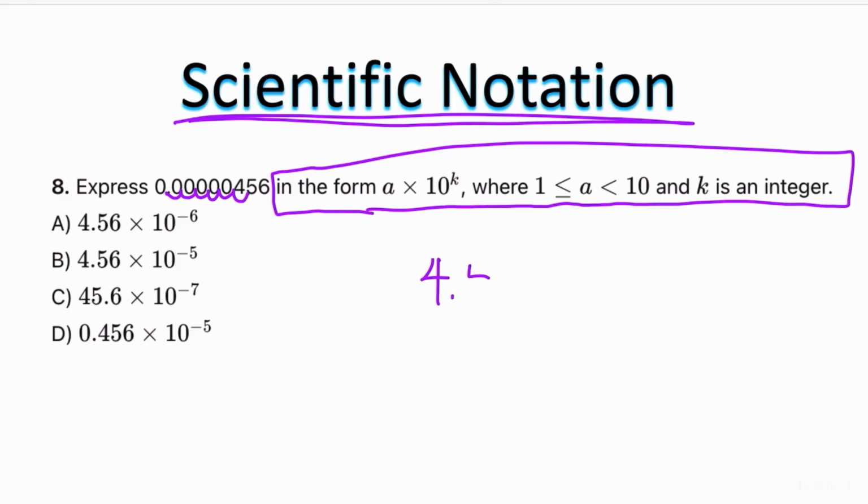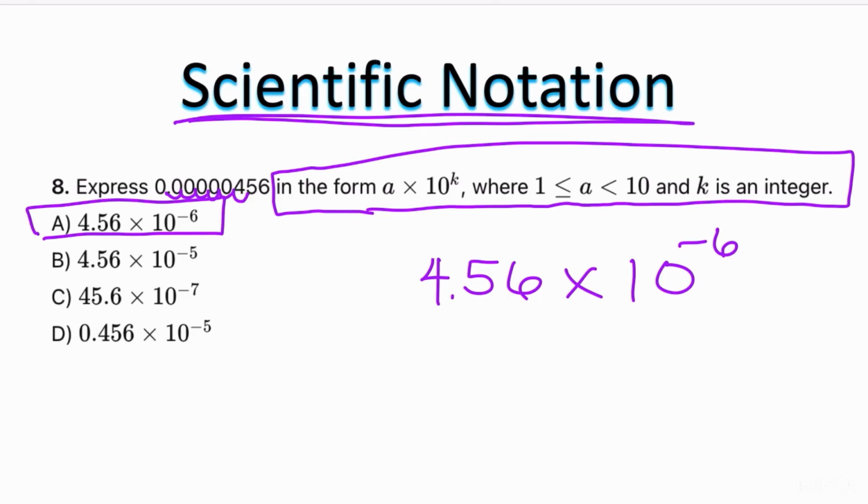In this particular case, I have to move the decimal point over 1, 2, 3, 4, 5, 6. So it's 4.56 times 10 to the negative 6. And that means that my answer is going to be A. Can you check this in the calculator? Yes. Be careful with all the zeros so that you can put it in correctly.